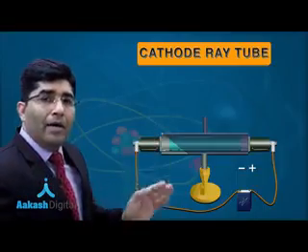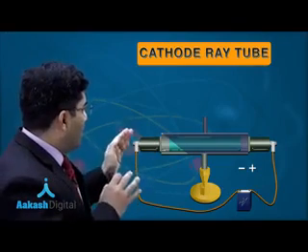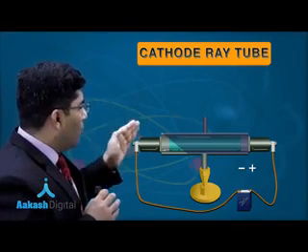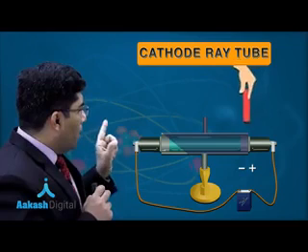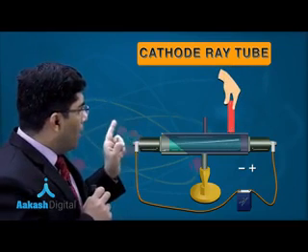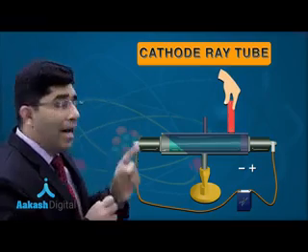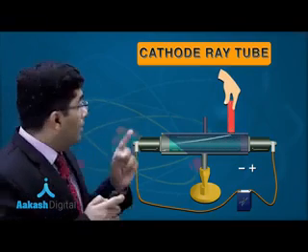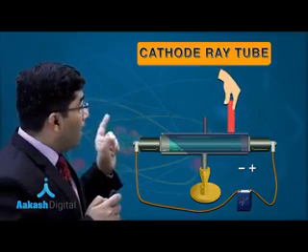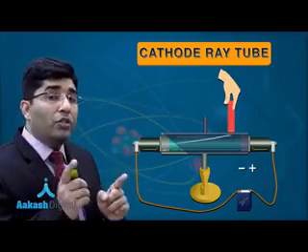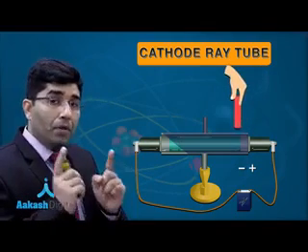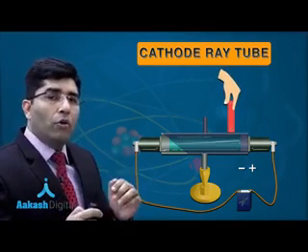Let us see how it happens. Clearly you can see from here, the rays are going and the rays are deflected in that direction, and this confirms that they are negatively charged particles, right? Let's move on to the next property.